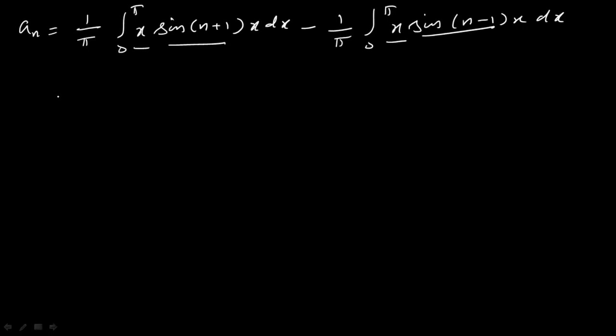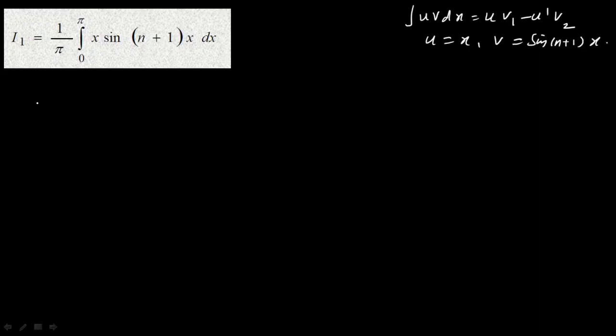To simplify this, I am going to take the first integral as I1 minus the second integral as I2. Let me integrate these two separately and substitute here in an to get the value of an. This is the procedure I am going to follow. So let me first find the value of I1 and then calculate the value of I2. Now let me calculate I1 first.